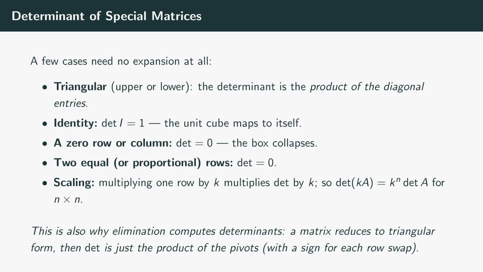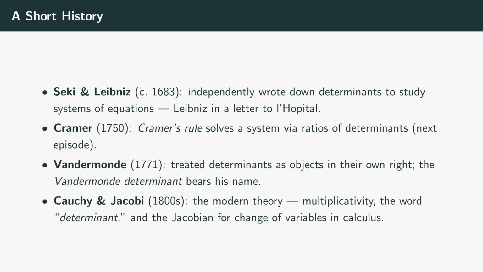Any matrix with 2 equal rows or 2 proportional rows also has determinant 0, since those directions are dependent and the box is flat. And scaling one row by a factor scales the determinant by that same factor, which means scaling the whole n by n matrix by k multiplies the determinant by k to the n. This last family of facts is exactly why elimination computes determinants in practice. Reduce the matrix to triangular form, multiply the pivots, and flip the sign once for each row swap you made along the way.